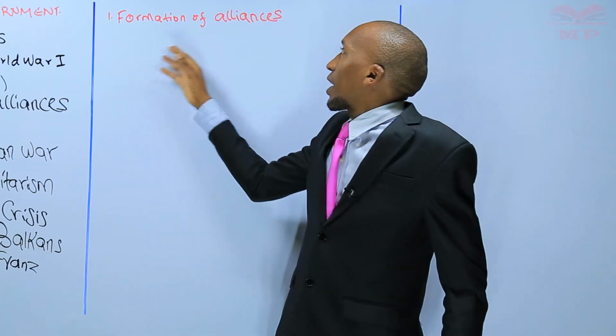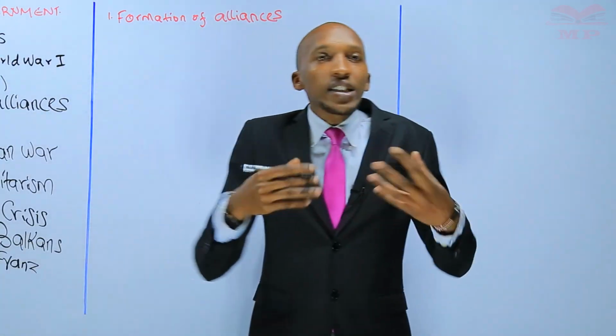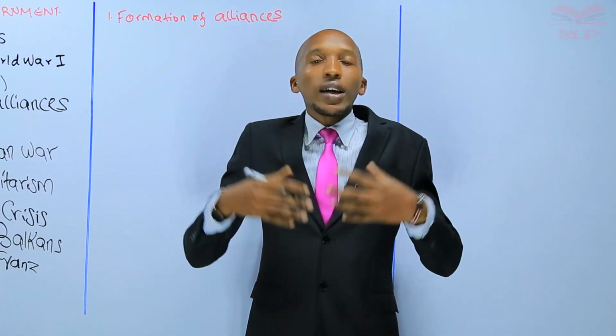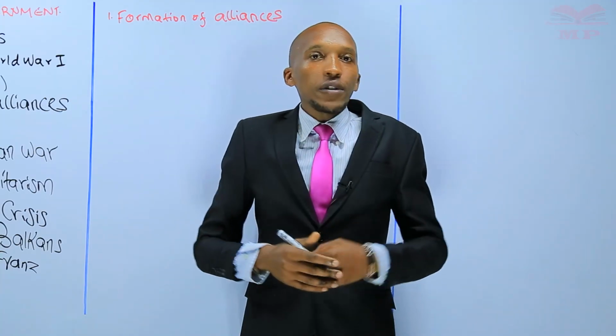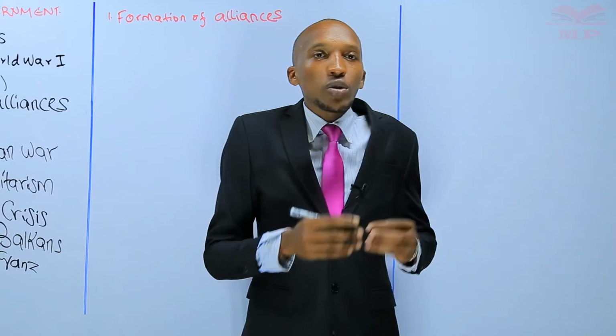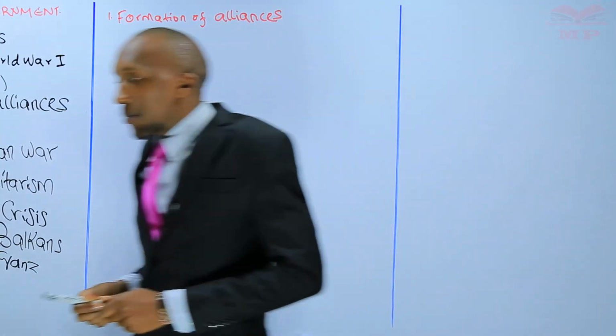So when you talk of an alliance, we are saying there were different countries that came together to form an alliance so that they can benefit from one another. If one country needed help, the other country could come and stand with them. So which are these alliances that were made?